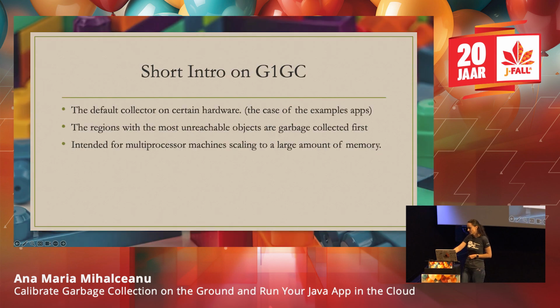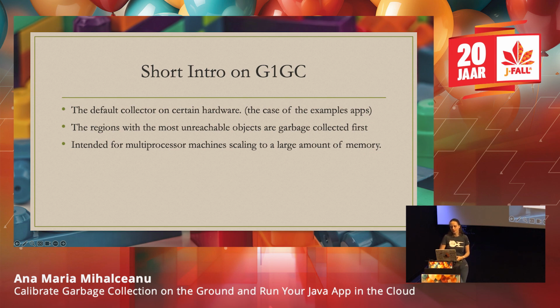Now, the garbage first collector has many advantages and is pretty much great for many applications by default, because the garbage first collector divides the heap into smaller regions and works with smaller memory segments to mark and sweep them. It keeps track of the regions with the most unreachable objects, and those are garbage collected first because it wants to free up the most memory from that.